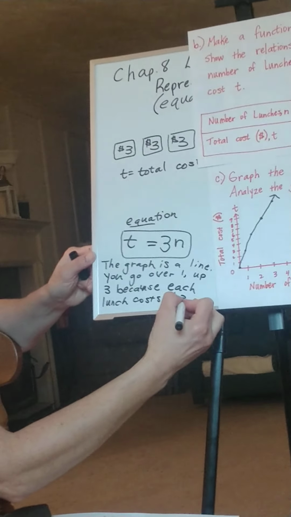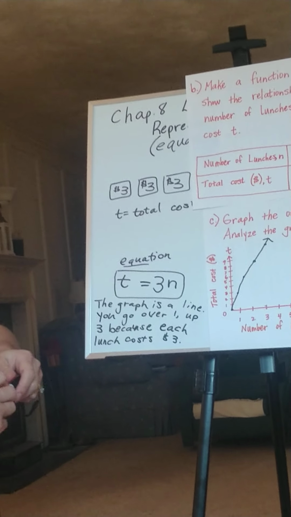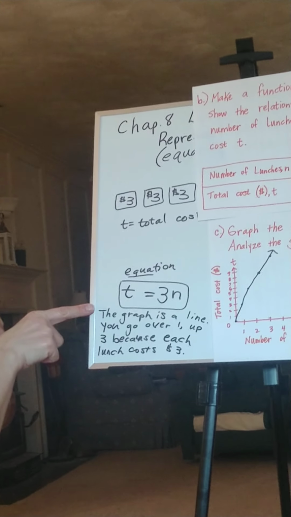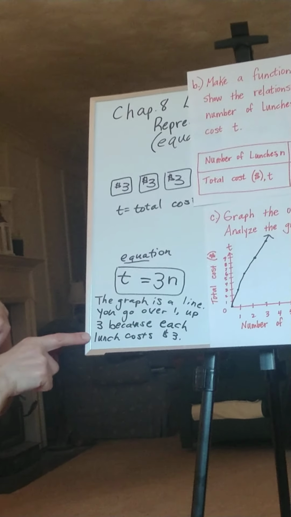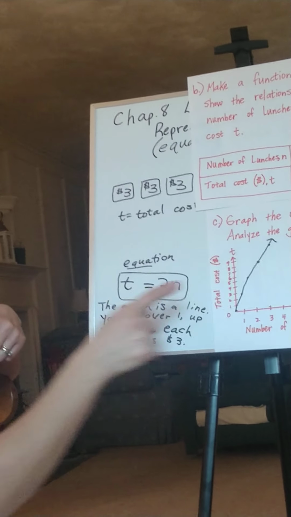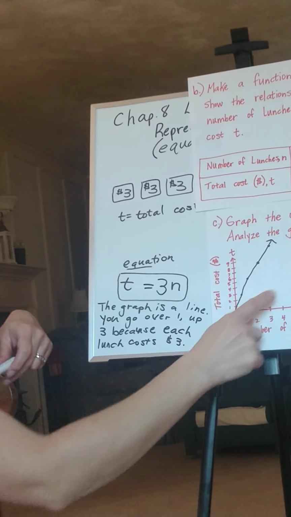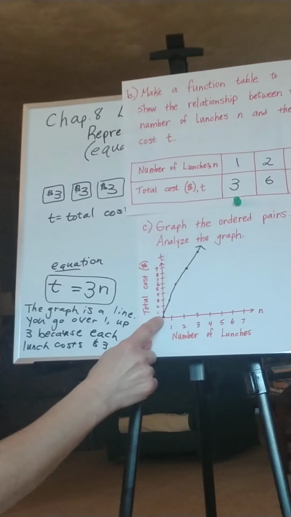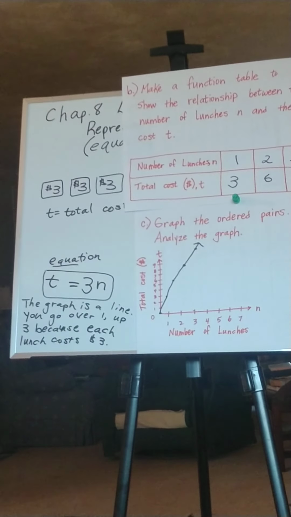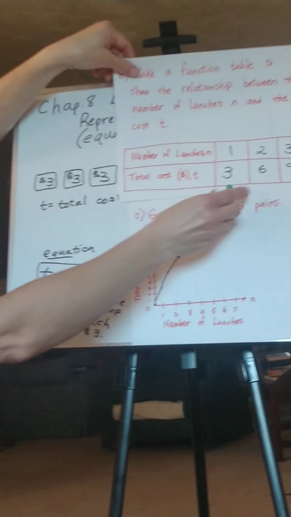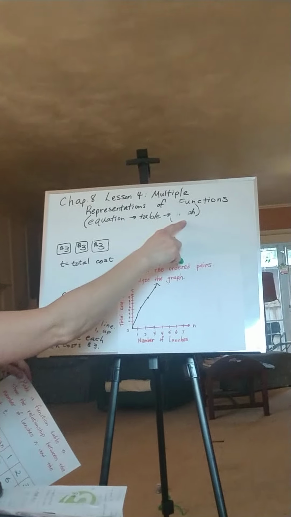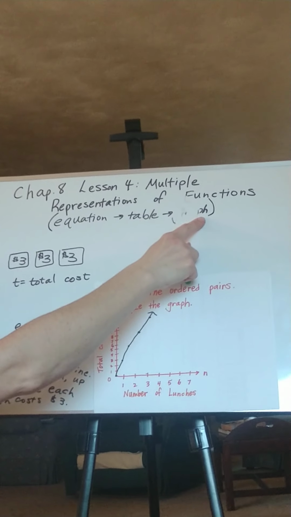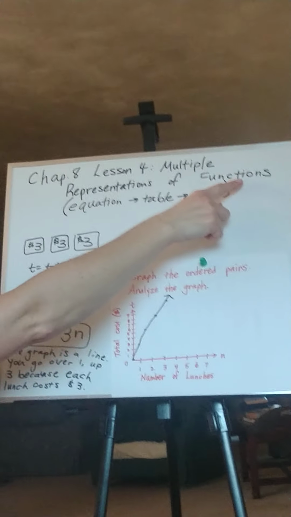costs $3. So go ahead and read this. And that's how we analyze the graph. We basically tell what the graph is doing and why it's doing that. Okay, so that is how we take all these 3 parts, the equation, the table, and the graph, and show the same function just in multiple representations.